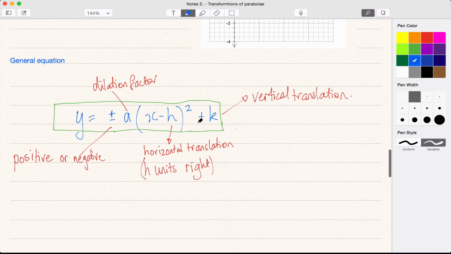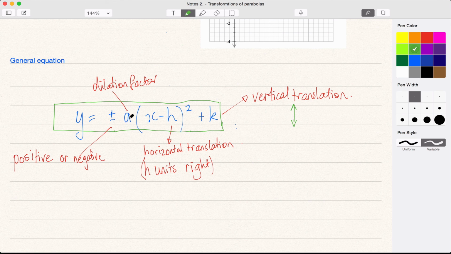So we'll work backwards. The plus k on the end, if you remember, was the vertical translation, how much it moves up and down. The minus h inside the brackets is the horizontal translation, and it's the opposite of the sign. So remember, the minus means h units to the right. If it was plus, it would be to the left.